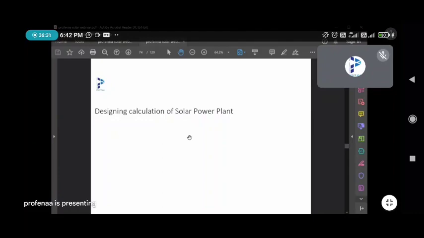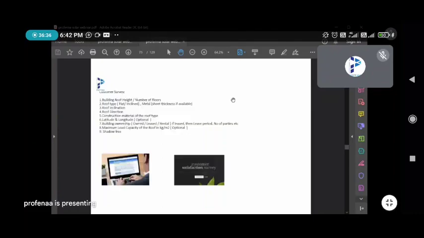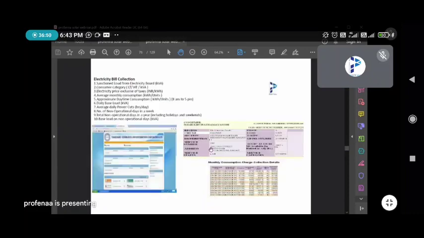What is our calculation? How are we going to do the design calculation? It's very simple. I explained it here. So initially you have to do a survey, sir. What is the building height? What is the roof? What is the roof inclination? What is the roof direction? What is the latitude, longitude? What is the building ownership? What is the maximum? Everything you have to do for the customer's survey.